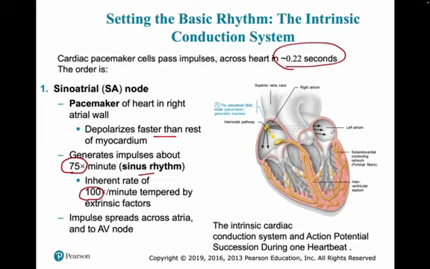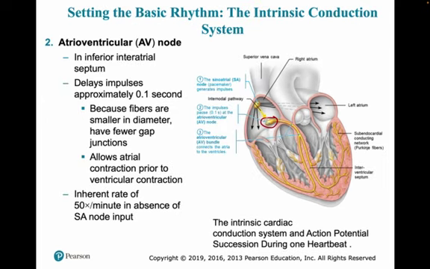Okay, so now from the sinoatrial node it is generated. Now it is time for it to spread around the heart. The second step, it will go here, which is the AV node, the atrioventricular node, the node between the atrium and the ventricle. Now this is all happening in the right side, remember. The AV node is in the inferior interatrial septum, basically between the septum of the two atria.